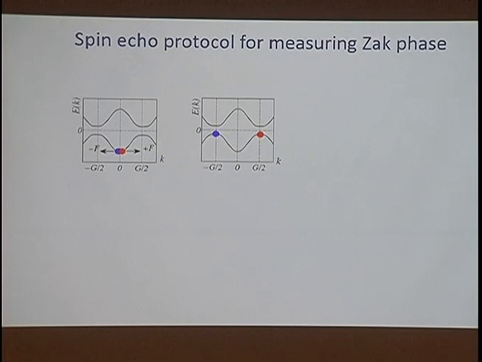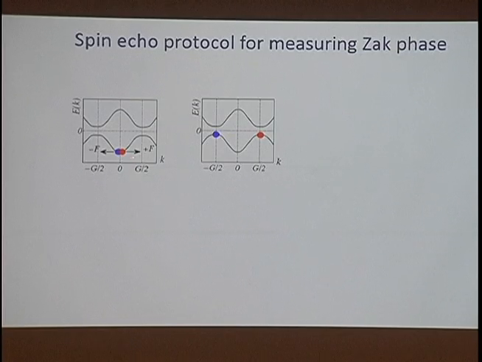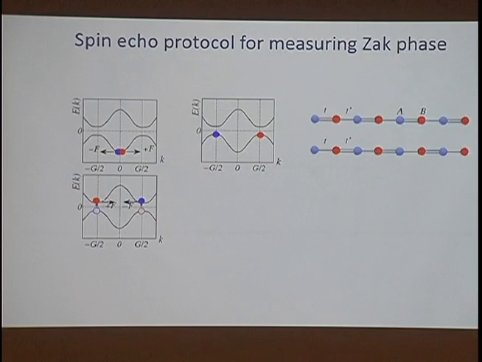So the improved protocol is like this. We start, again, with atoms at the bottom. We do a pi-half rotation to give a superposition, and move atoms to the edge of the Brillouin zone. But then we do the pi pulse. We basically turn spin-up particles into spin-down particles, so red to blue and blue to red.